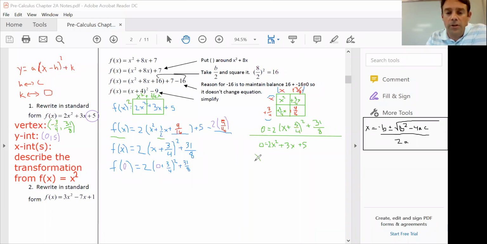All right, so x equals negative b, our b value is 3, so negative 3 plus or minus the square root of b squared. So 3 squared would be 9 minus 4 times a times c, all over 2 times a. 2 times 2 would be 4. Well, friends, I believe that would be negative 3 plus or minus the square root of negative 31, all over 4.